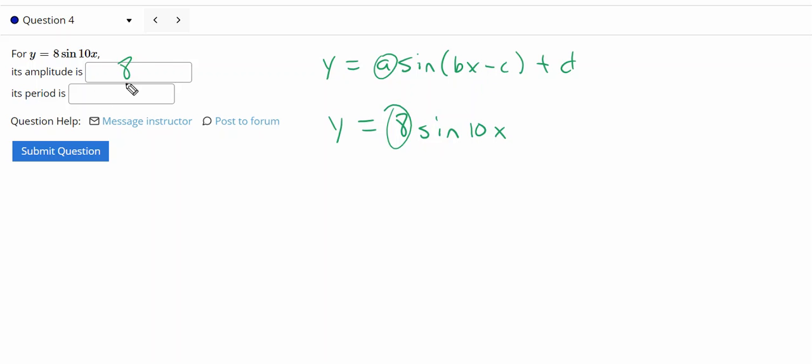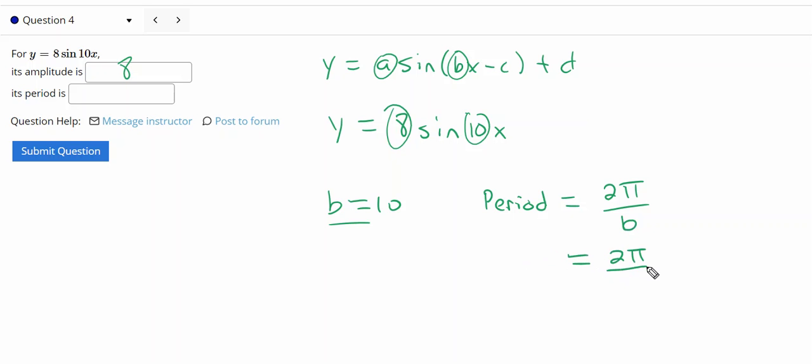Now, what's the period? Well, the period relates to this guy, right? That's my b value. So right now, my 10 is my b value. All right, so I know that my b is equal to 10, but it didn't ask for b, did it? It asked for my period. So you guys have an equation on your formula sheet that is period is equal to 2 pi over b. So in this case, it would be 2 pi over, and then our b value is 10.